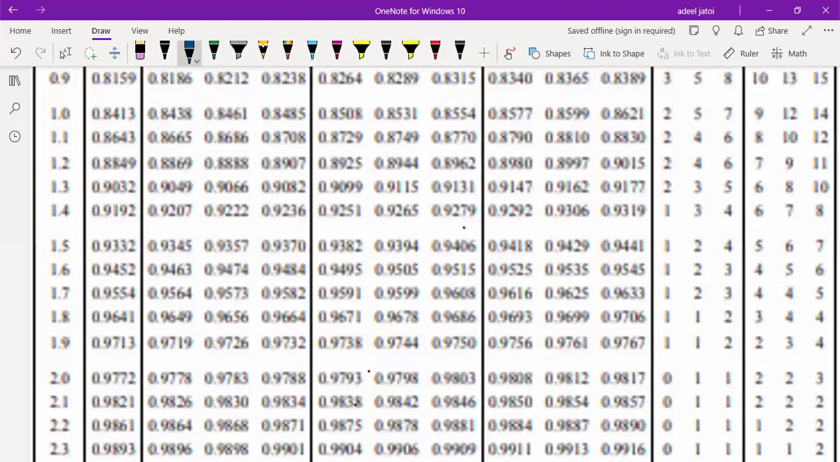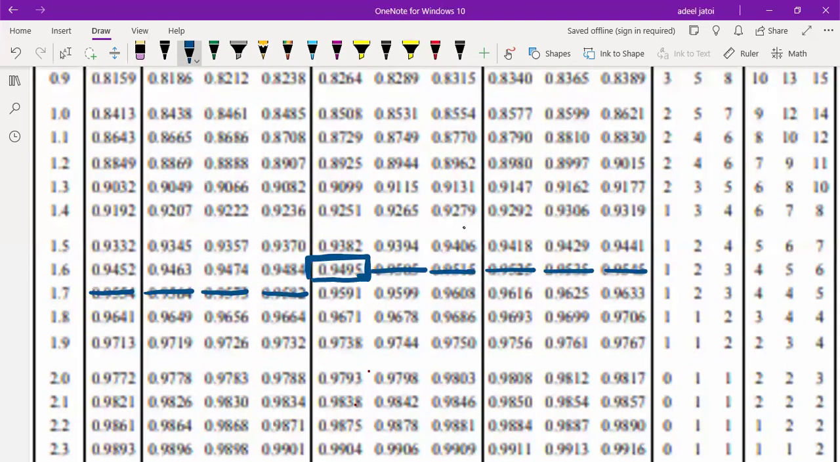Let's search. 9582, we do not need this. 9573, we do not need this. 64, we don't. 55, we don't. 545, 535, 525, 515. We do not even need 0.9505, because this is more than 0.95. But yes, the table gives me 0.9495.